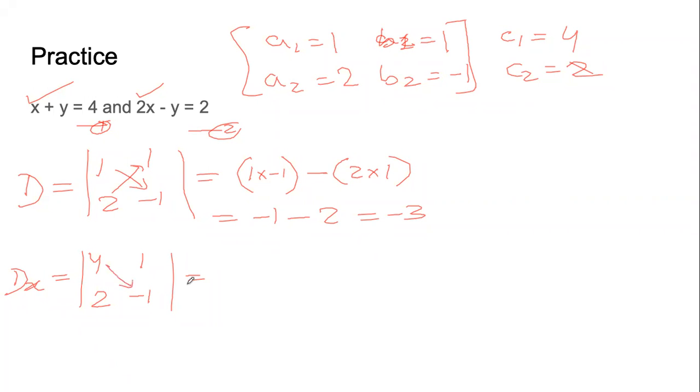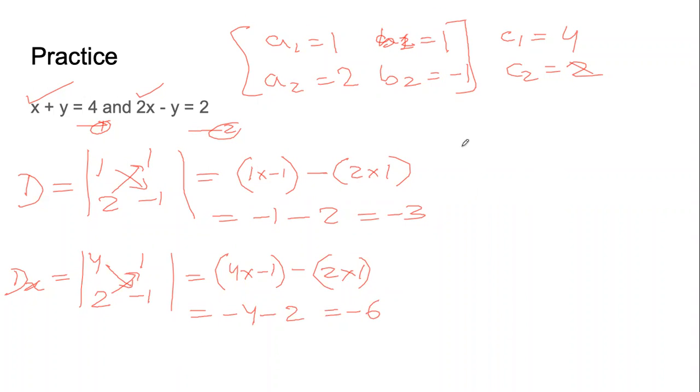To find the value, 4 into minus 1, subtraction, 2 into 1. 4 into minus 1 is minus 4. 2 into 1 is 2. Minus 4 minus 2 is minus 6. Minus 6 is correct. 6 is wrong.